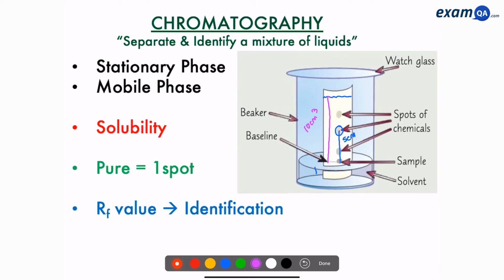And then finally, you're going to do 5 over 10. And that will give you the RF value. So let's say that's 0.5. And then with this, you go to something called data books, or they'll give you some information, and then you can use that to identify exactly what this was.